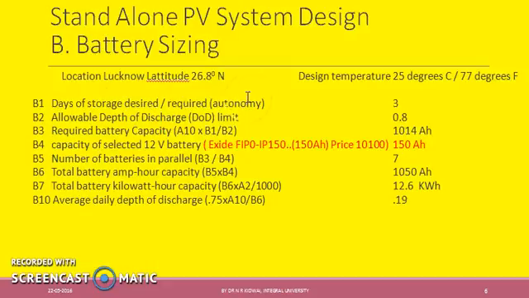The days of autonomy or storage is assumed to be 3, and the allowable DOD is 0.8. That gives the required battery capacity to be 1014. Assuming a 12 volt battery of 150 ampere hour gives the number of batteries required in parallel as 7.